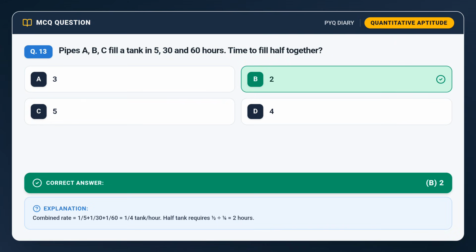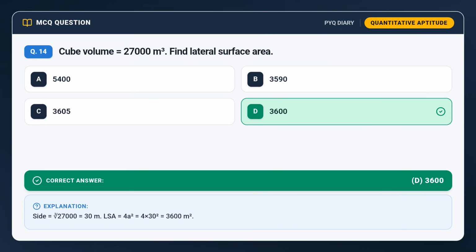The combined rate of all three pipes working together is 1/5 plus 1/30 plus 1/60, which equals 1/4 of the tank per hour. Therefore, to fill half of the tank, the time taken is 1/2 divided by 1/4, which equals 2 hours.